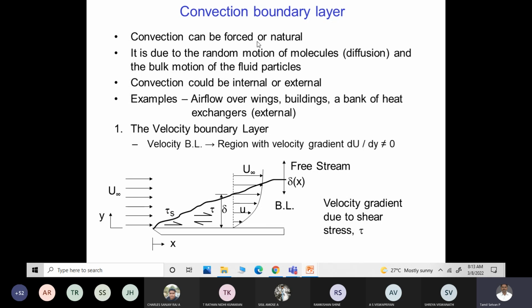And I have already told you, right? Usually there will be a temperature difference, and in case of forced convection, bulk motion of the fluid particles will be there, right? That is very, very important, that phrase, bulk motion of the fluid particles. It is due to the random motion of molecules, diffusion, and the bulk motion of the fluid particles. So that is also very, very important.